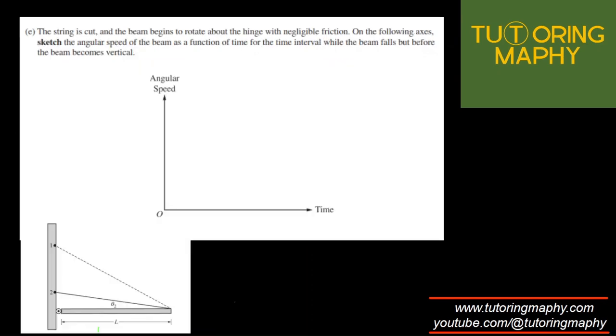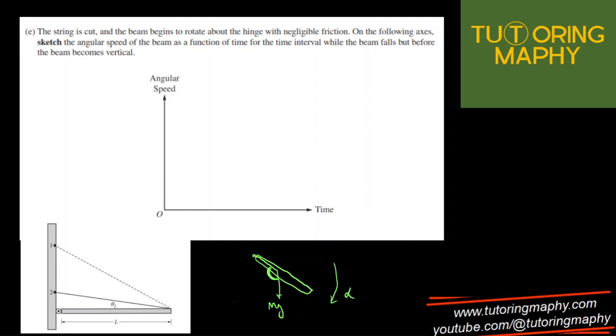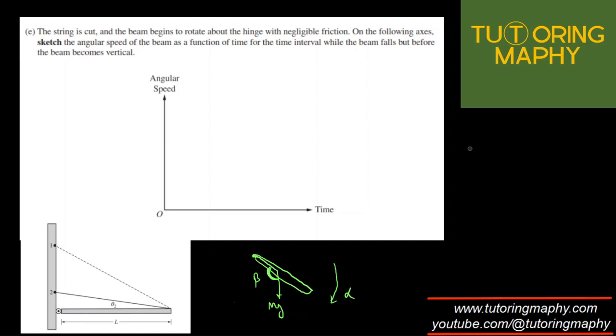All right. So this question talks about if the string is now cut and the beam begins to rotate, draw the omega versus time curve before it becomes vertical. So I think before it becomes vertical, at some point it will be in this position, and alpha is still here, and this is mg, and it will start making some angle with the hinge. Let's say this angle is beta.